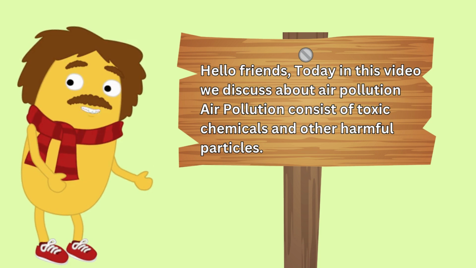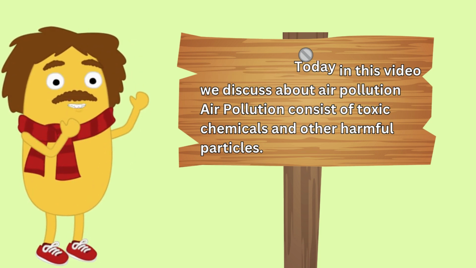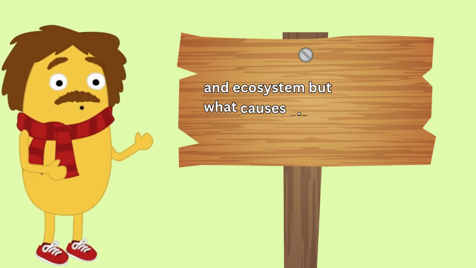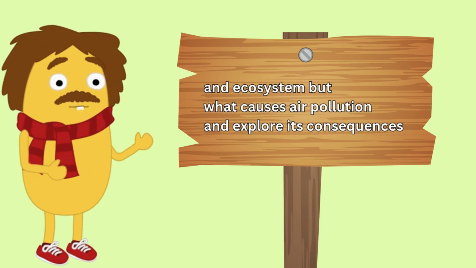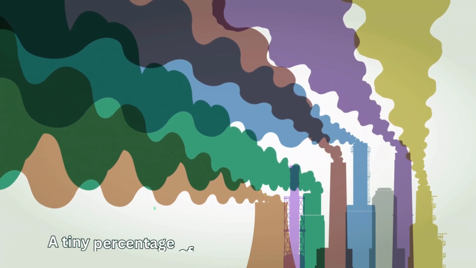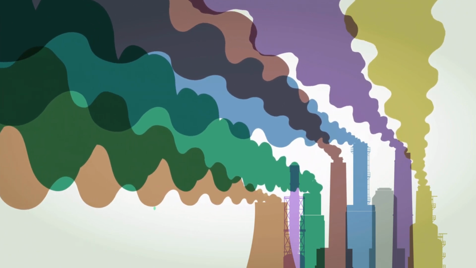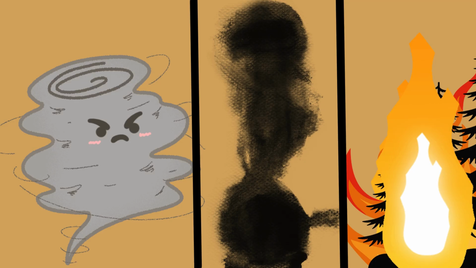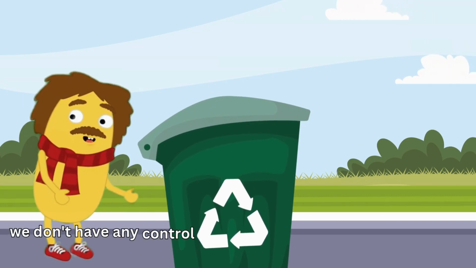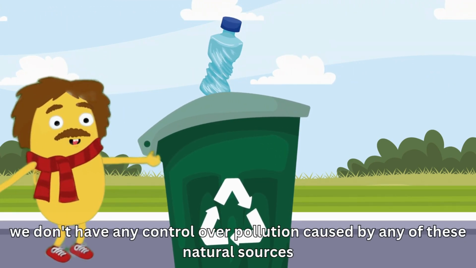Air pollution consists of toxic chemicals and other harmful particles that have an adverse effect on our health and ecosystem. But what causes air pollution, and what are its consequences? A tiny percentage of air pollution comes from natural sources like volcano eruptions, dust storms, allergens, and wildfires. We don't have any control over pollution caused by any of these natural sources.